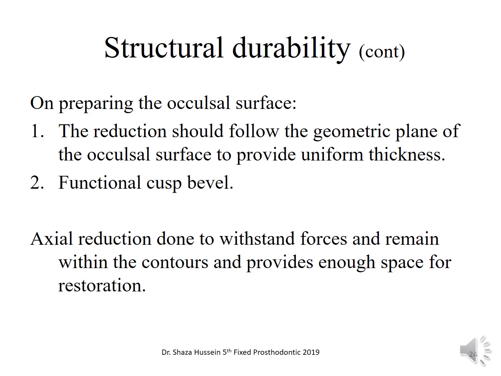In addition, I have to make a bevel, because normally in the functional cusp there is a bevel, 45 degrees, so I have to make it. If I didn't make it, I'm going to decrease the lifespan of my restorations. Axial reduction is done to withstand forces and remain within the contours and provide enough space for the restoration. I have to take care in the axial reduction, not to ignore it. Most dentists ignore the axial walls, so they are affecting the structural durability of the restorations.